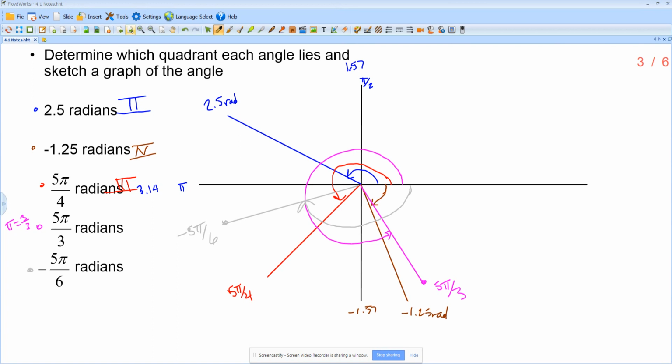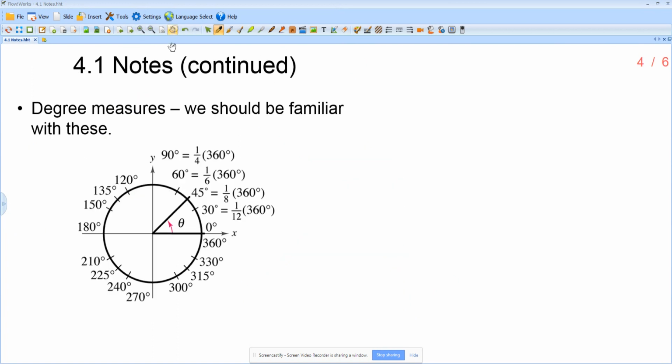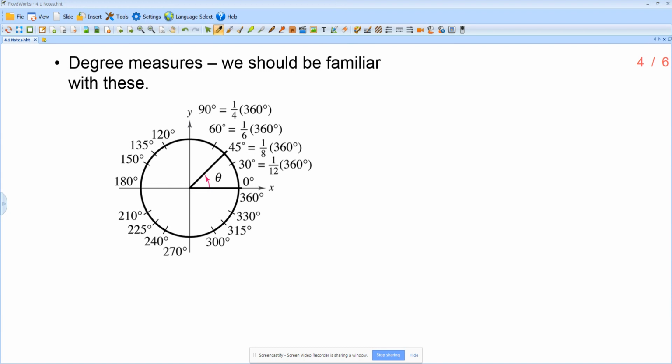All right, so next we have what we're building toward in section 4.2, degree measures that you need to be familiar with. So starting off, 0 degrees, 30 degrees, which is a 12th of 360, 45 degrees, which is 1/8 of 360, 60 degrees, which is 1/6 of 360, and 90 degrees, which is 1/4 of 360. If you notice, this goes 1/4, 6th, 1/8, 12th. So you're always working in even numbers and increasing almost always by 2, except for right here, you'd have a little bit of a jump.